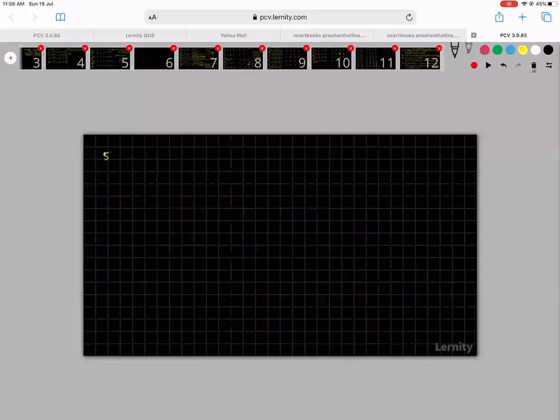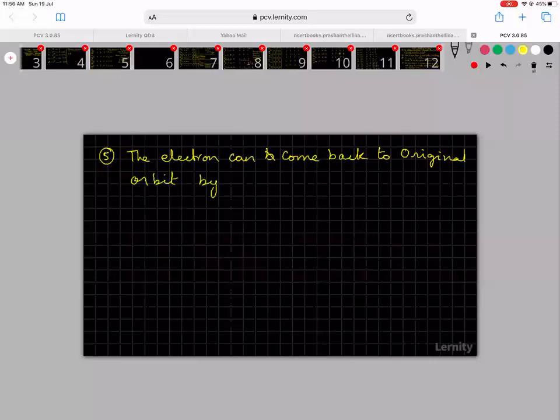The electron can come back to the original orbit by giving the same amount of energy.